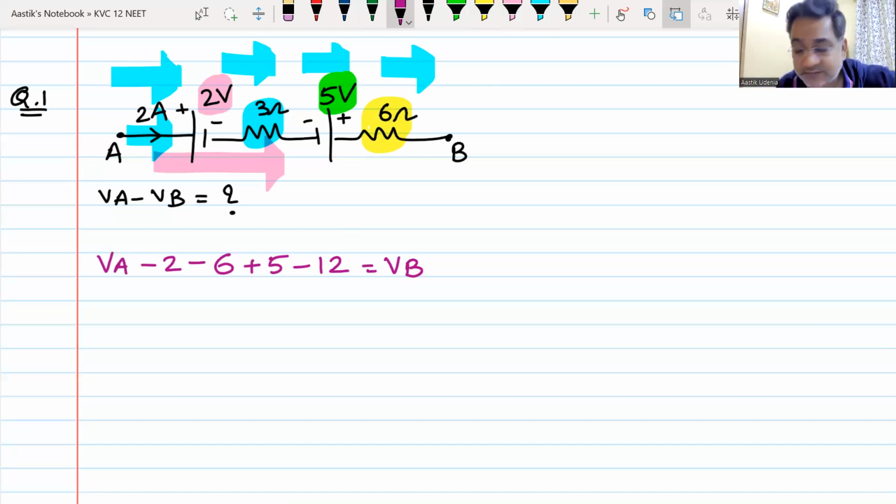Do you understand this? Yes or no? Okay, we'll continue with Kirchhoff's law in the next class, and hopefully by the next class we will be able to make equations more confidently and without mistake. Do we understand this? Yes or no?